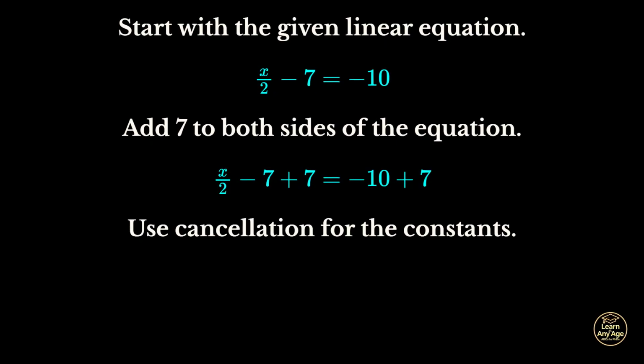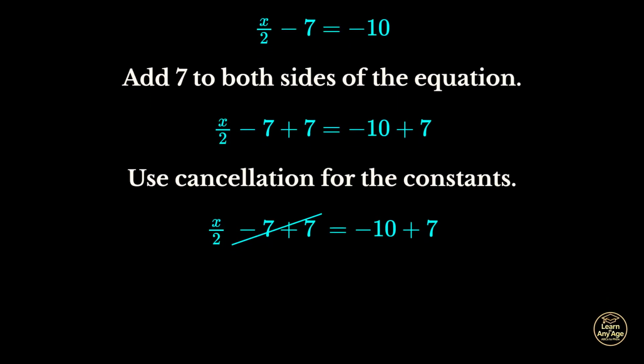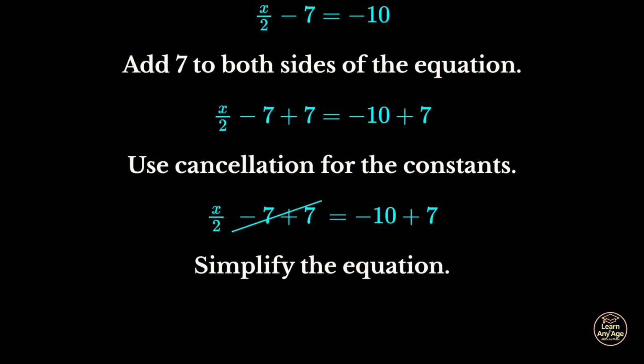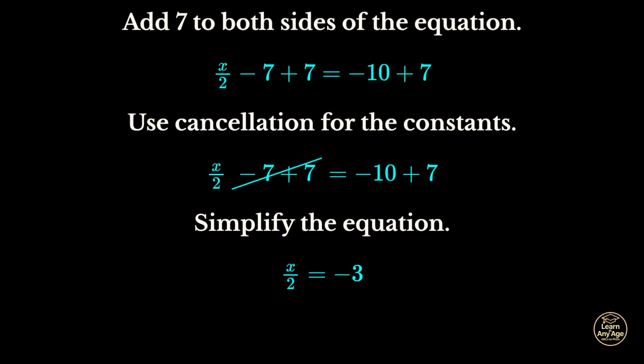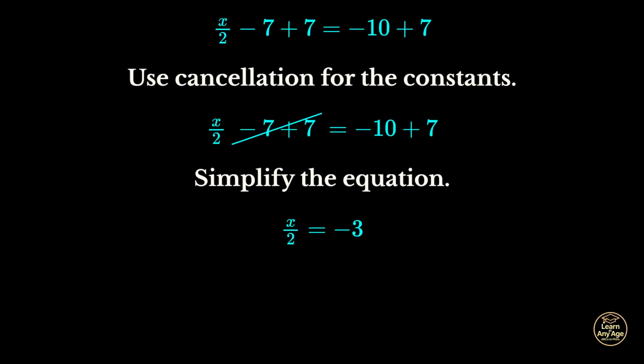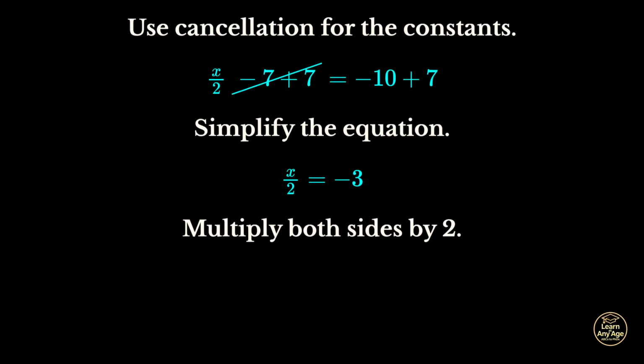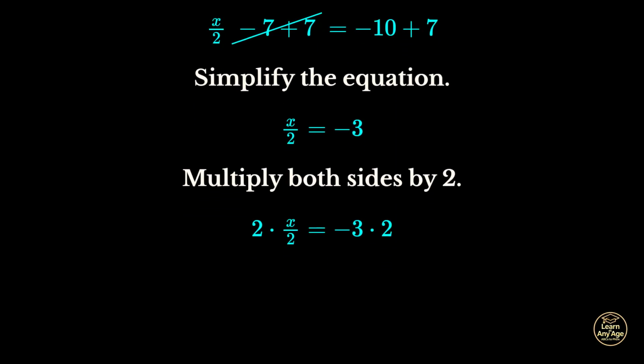Use cancellation for the constants. X over 2 minus 7 plus 7 cancelled out equals minus 10 plus 7. Simplify the equation. X over 2 equals minus 3. Multiply both sides by 2. 2 times x over 2 equals minus 3 times 2.